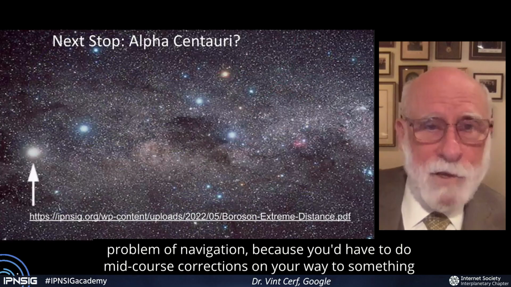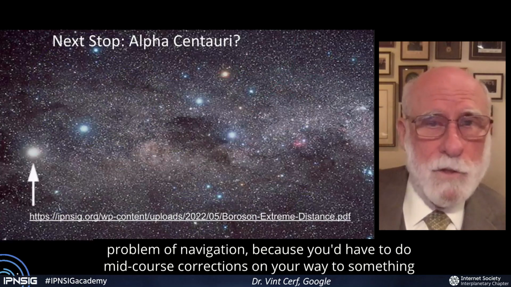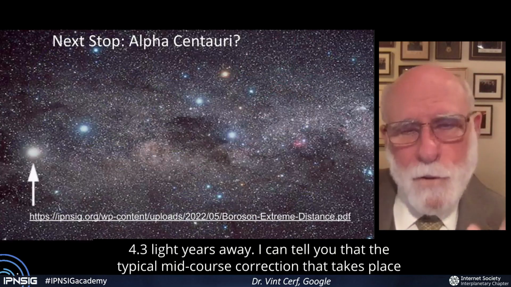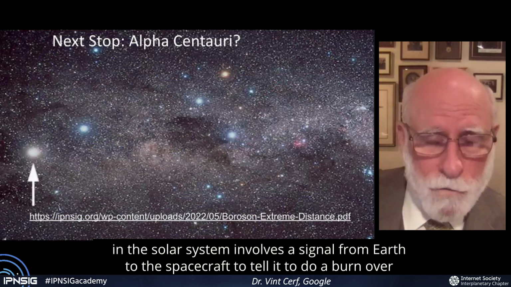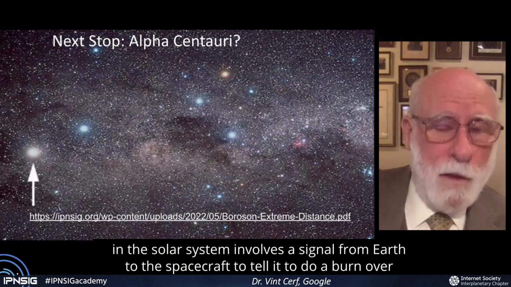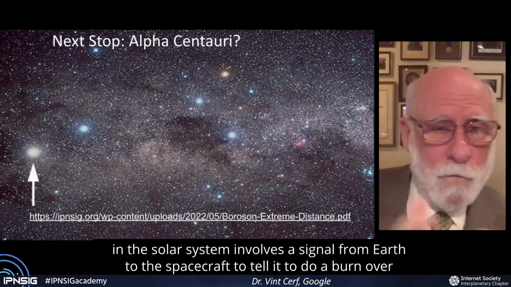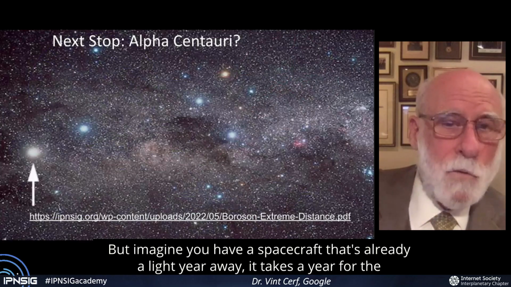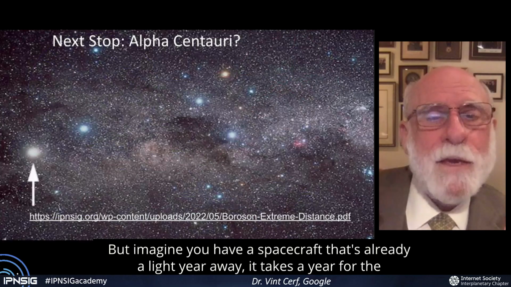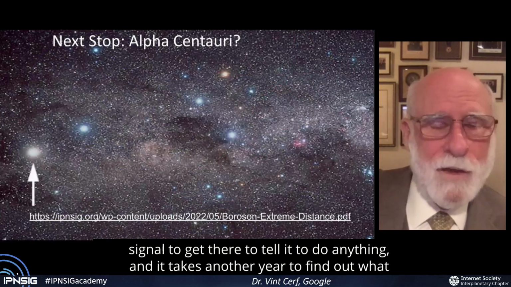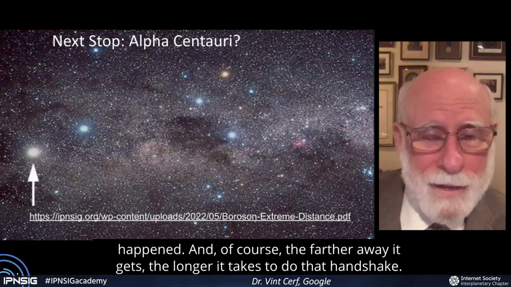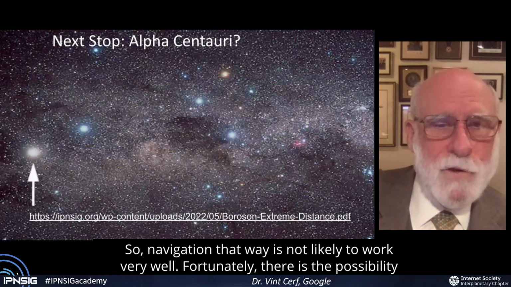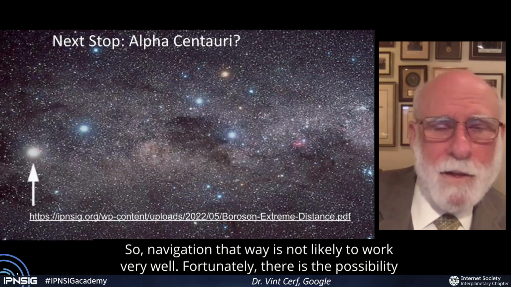And then there's the problem of navigation, because you'd have to do mid-course corrections on your way to something 4.3 light years away. And I can tell you that the typical mid-course correction that takes place in the solar system involves a signal from Earth to the spacecraft to tell it to do a burn over whatever amount of time is needed. But imagine you have a spacecraft that's already a light year away. It takes a year for the signal to get there to tell it to do anything, and it takes another year to find out what happened. And of course, the farther away it gets, the longer it takes to do that handshake. And so navigation that way is not likely to work very well.